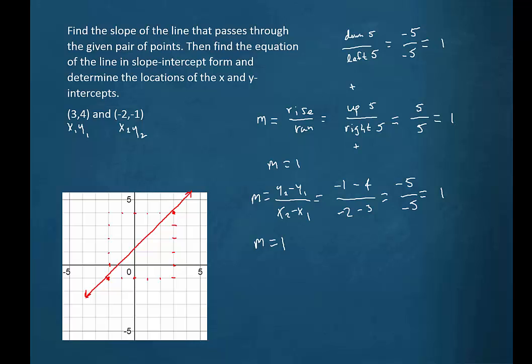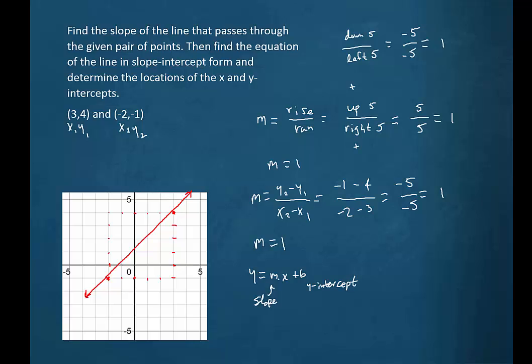We're also supposed to find the equation of this line in slope-intercept form. Slope-intercept form looks like this: y equals mx plus b. And in this form, the slope is here, m, and the y-intercept is here, and it's given the letter b.